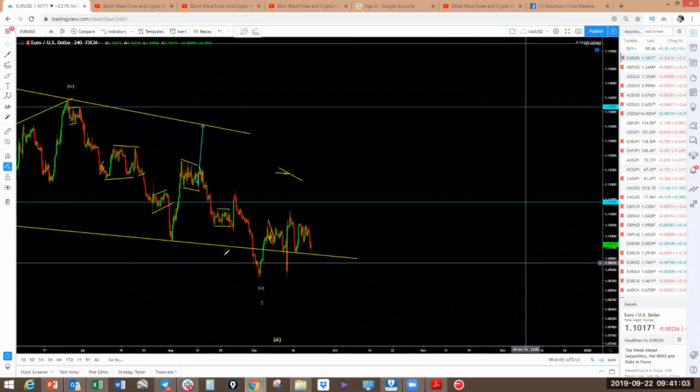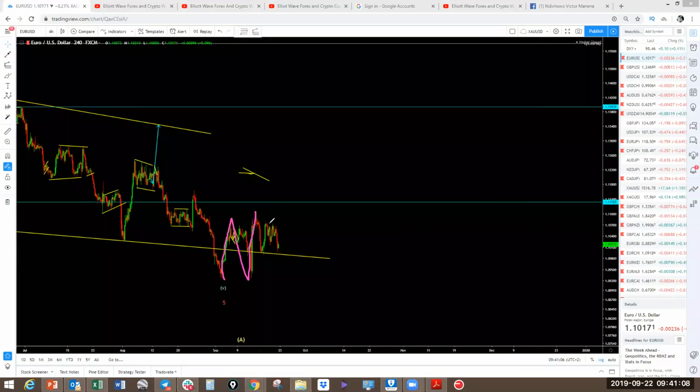Now this has made a regular flat there. Now this could make the structure like this. Let me use a different color there. This one can make a structure like this. 1, 2, 3. Now you can get another structure here in the purple degree, and that could start that move that we have been expecting. Now, as much as we're expecting that big move, that move can start coming up correctively.